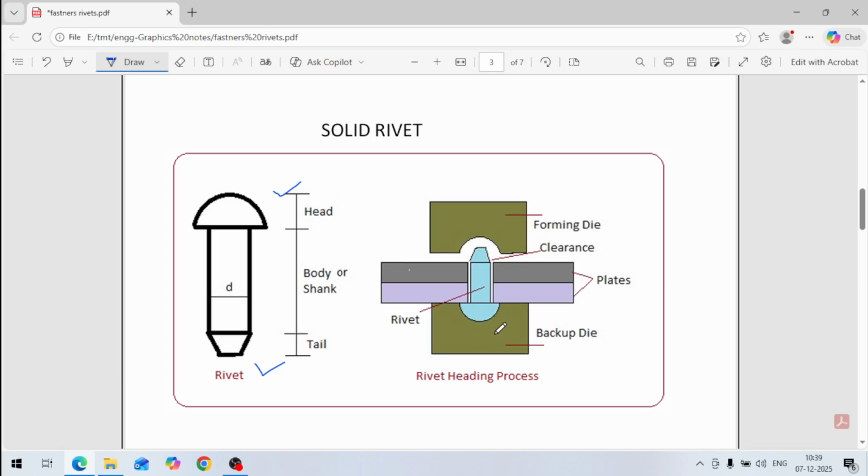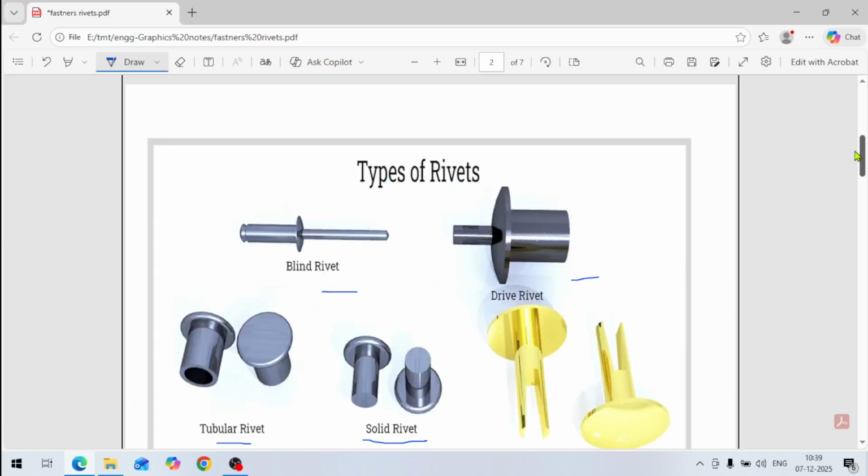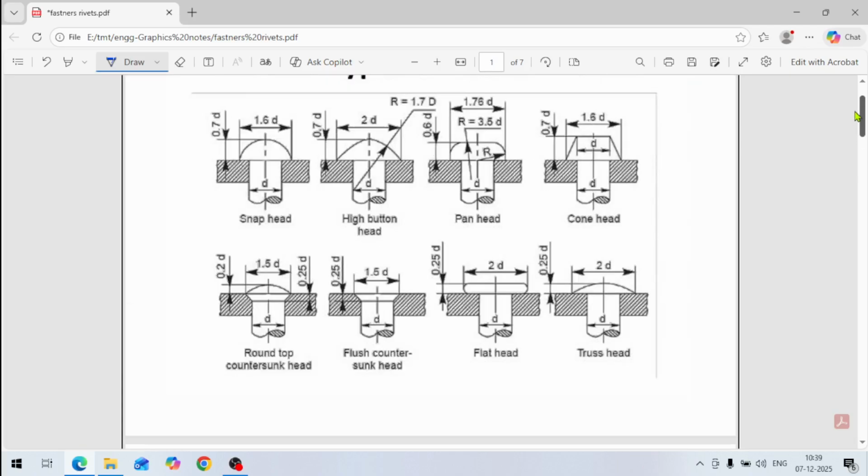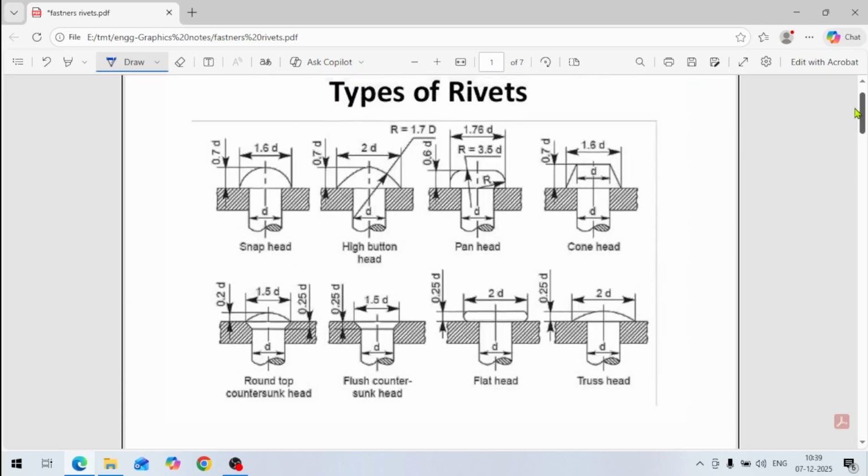This is your back die, and this is the forming die. So we place this here. The head of the rivet is there, and in this portion, by swedging, we make this shape with the help of the die. We make the same shape here also. So the main rivet is the solid rivet, and there are also many types of heads in solid rivets, and for all the rivets. These are the types of heads.